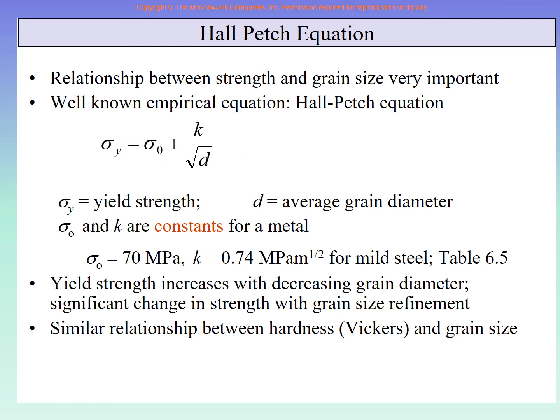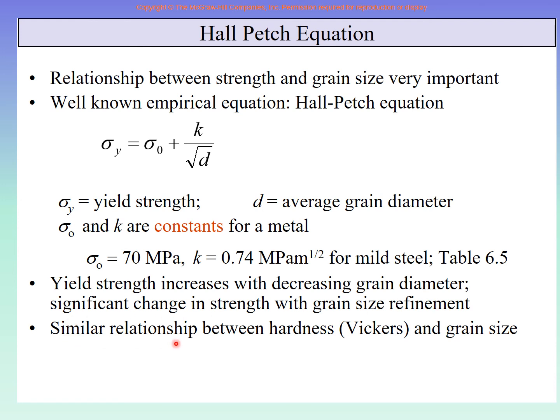This is brilliant. While making the metal, we melt the whole metal, solidify it, slowly cool it, and by the cooling rate that we use, the same metal has different types of grain sizes. So if we can control the grain size, then we can control the yield strength of the material. So finally, yield strength increases with decreasing grain diameter, and there is a significant change in the strength with grain size refinement.